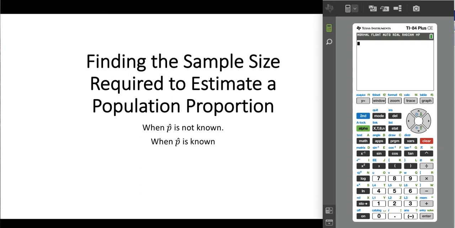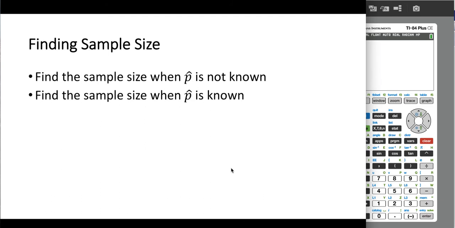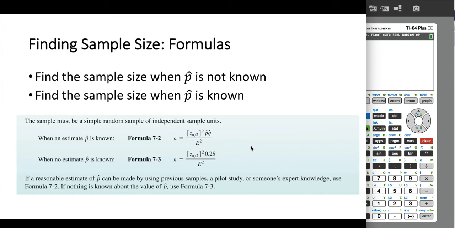Dunn again. In this video, I want to talk to you about finding the sample size required to estimate a population proportion. We're going to do an example and we're going to talk about when we know what the point estimate p hat is and when p hat is not known. So that's what we're going to do in this video. We're going to talk about how we find the sample size when p hat is not known and when p hat is known. The formulas for that are written right here.